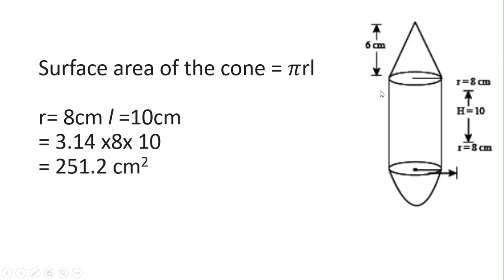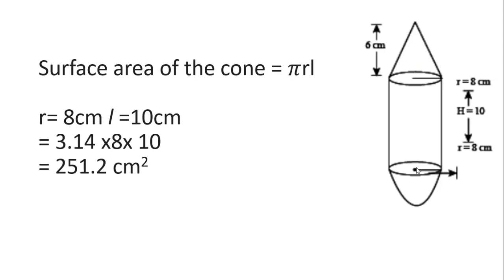Now, how is the solid shape? The solid shape is the combination of three different shapes: a cylinder having a height of 10 centimeters and radius 8 centimeters, a cone having a slant height of 10 centimeters and radius 8 centimeters, and a hemisphere having a radius of 8 centimeters. All three areas we have found: the cylinder surface area, the cone surface area, and the hemisphere surface area.